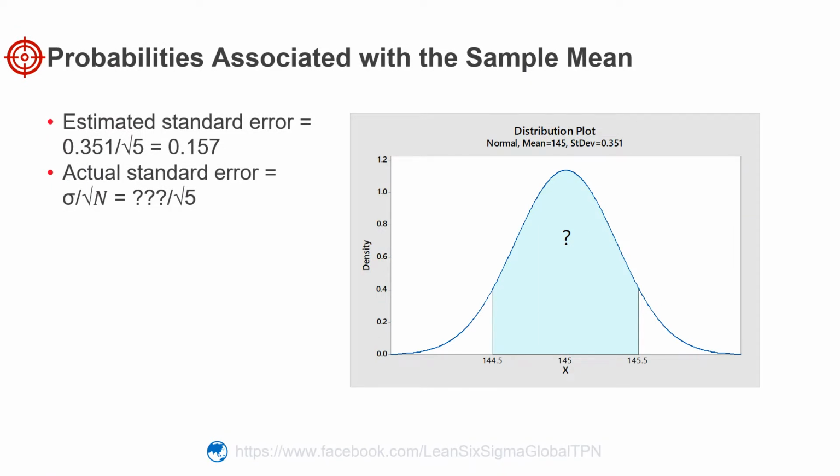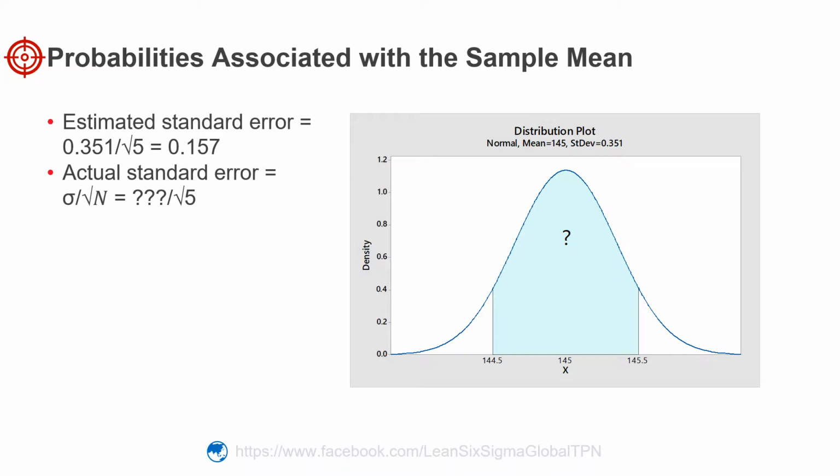In these calculations, we use a standard error of 0.157. To calculate the standard error, we divided the sample standard deviation by the square root of the sample size. Technically, however, the standard error is equal to the population's standard deviation divided by the square root of the sample size. We assume that the sample standard deviation and population standard deviation were the same.